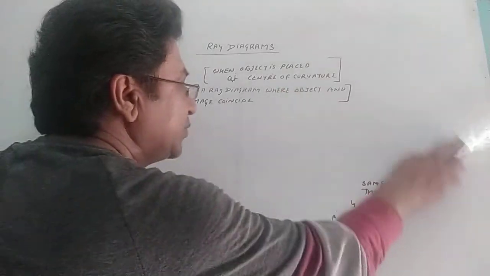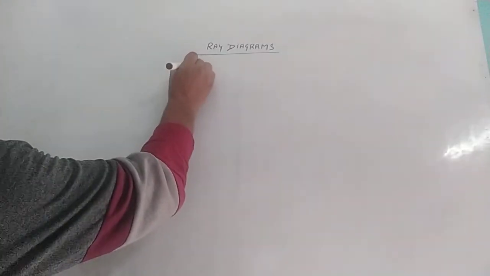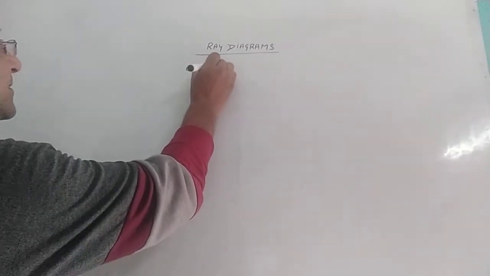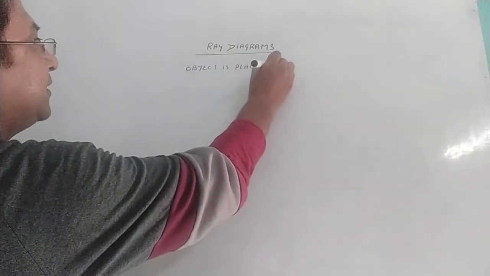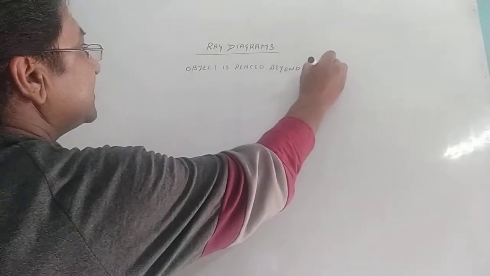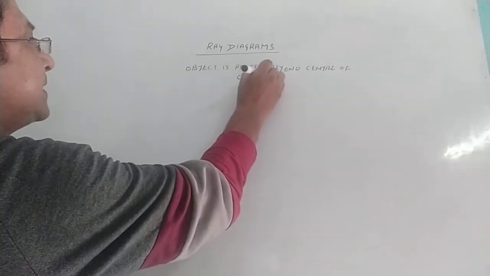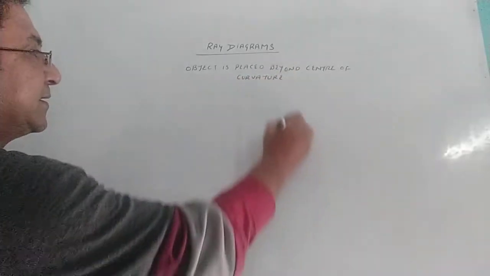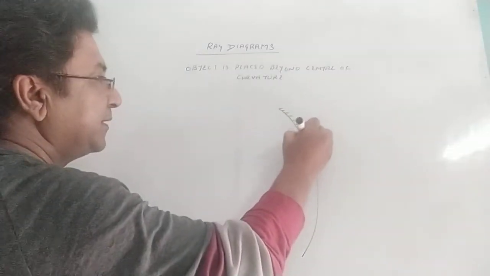Let's go for the next one. Now, where will we place the object? When the object is placed beyond the center of curvature. By measurement, make a concave mirror.